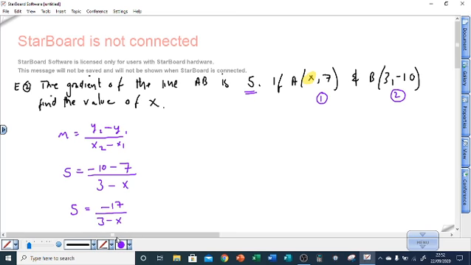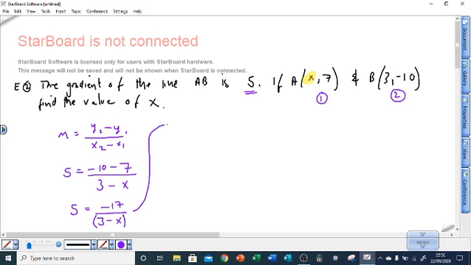Now, to solve this simple equation, mathematicians never like fractions. So if you want to get rid of the denominator, the bit that makes the fraction, you times both sides through by 3 minus x. You times this side by 3 minus x, you times this side by 3 minus x, and therefore these two will cancel.